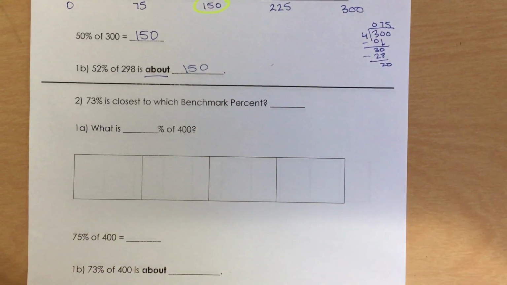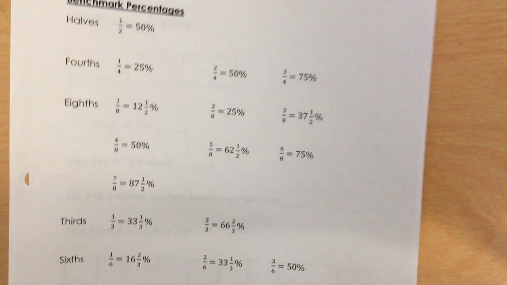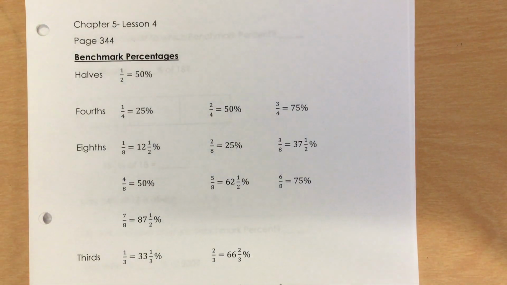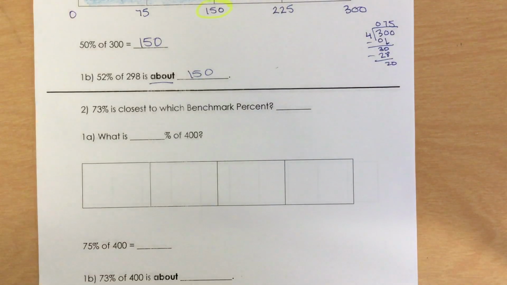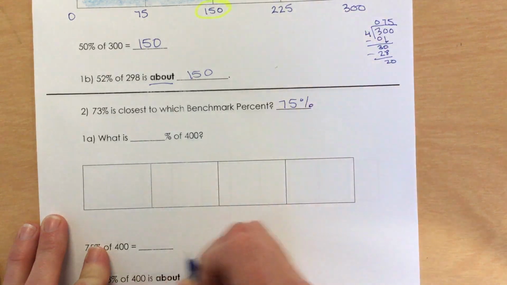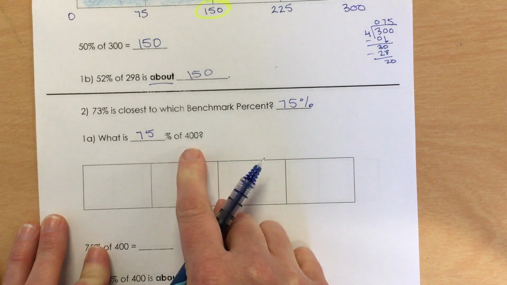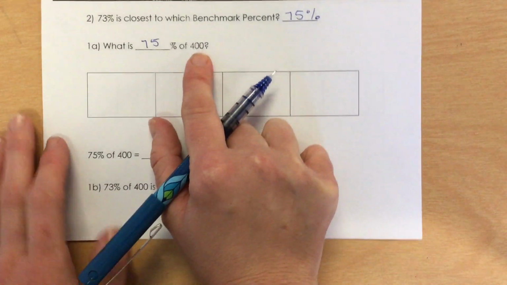All right, number 2. 73% is closest to which benchmark percent? Okay, so I know fourths are a benchmark fraction and decimal. And here I see 75%. So 73% is pretty close to 75%. Okay, so 1a, what is 75% of 400? We don't need to estimate on 400 because that's a nice little number.